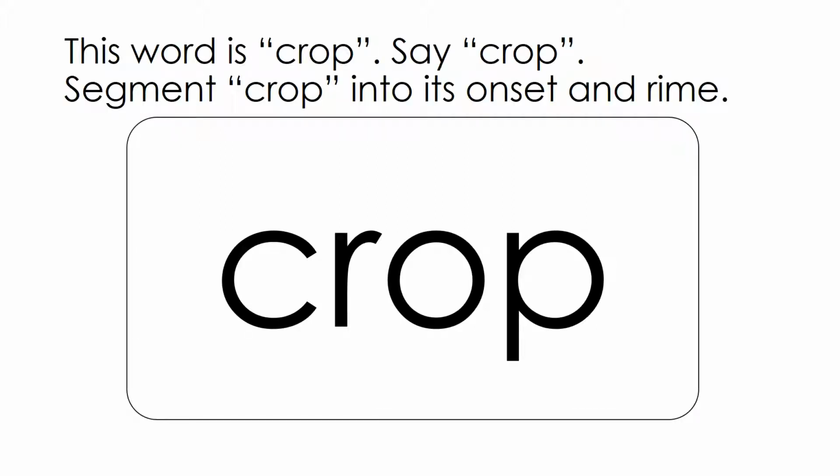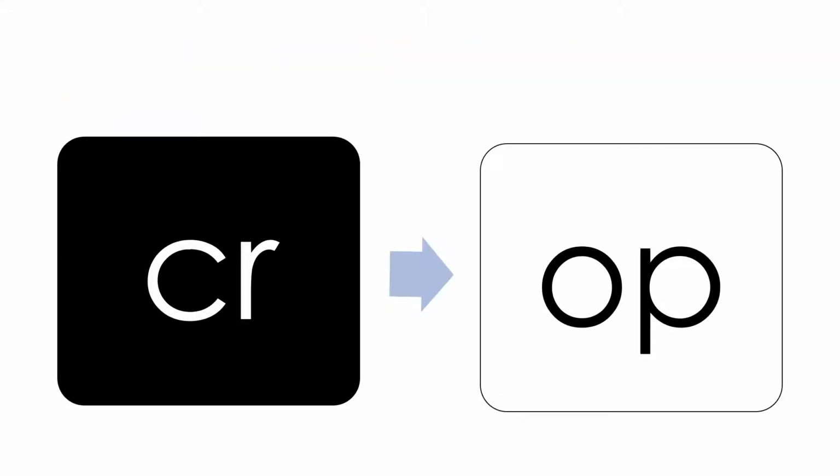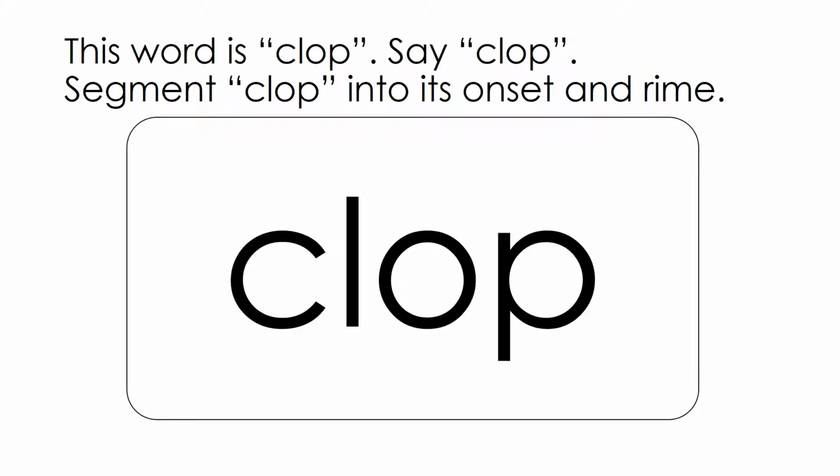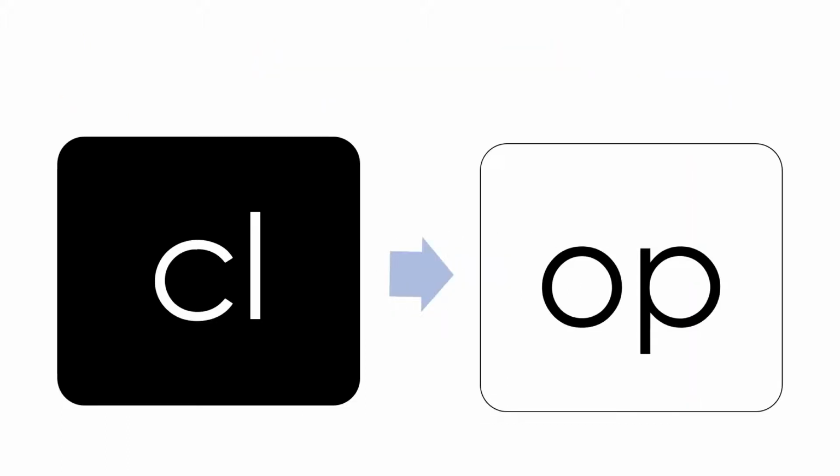This word is crop. Say crop. Segment crop into its onset and rime. Cr, op. This word is clop. Say clop. Segment clop into its onset and rime. Cl, op.